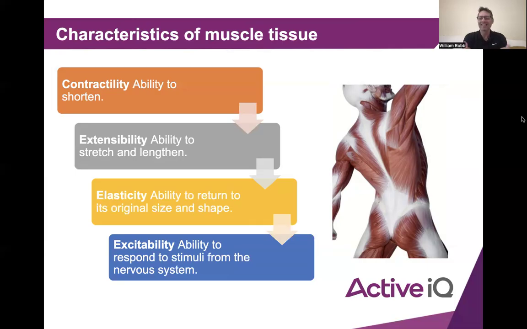And it's excitable. It's the ability to respond to stimuli from the nervous system. So if I was to touch my arm, my brain would light up saying, oh, I'm being touched. It gets excited. So contractility, extensibility, elasticity, excitability. Again, good to remember because there may be a question on your exam.